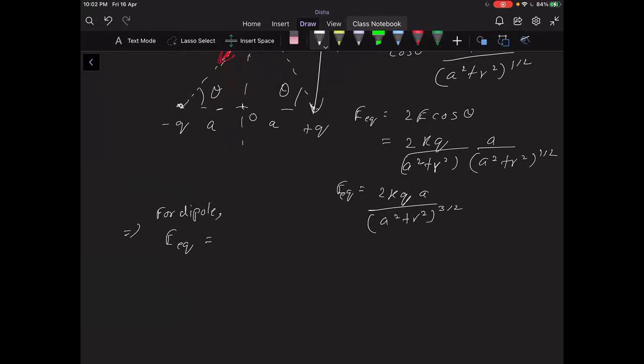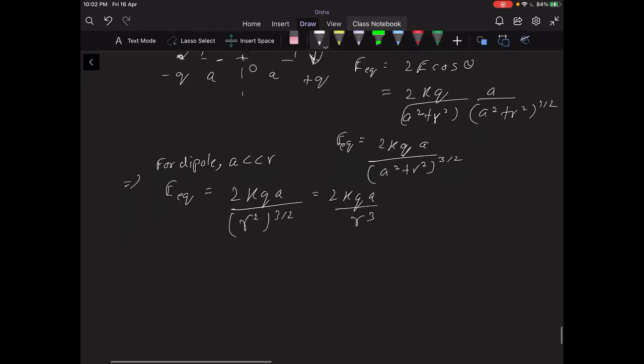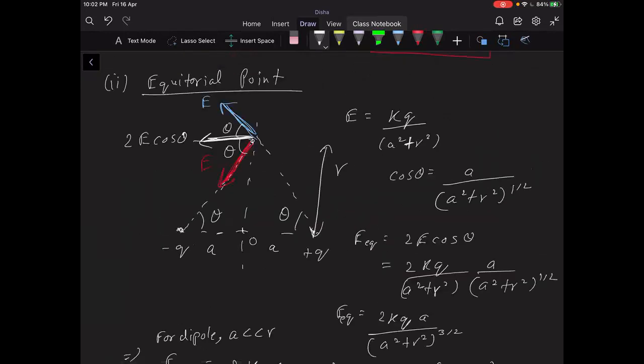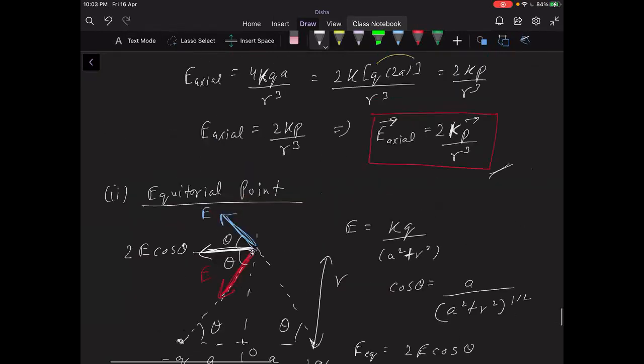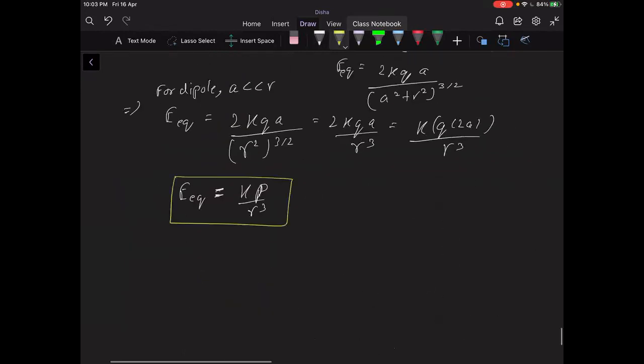But if it is a dipole, then again, A is very, very smaller than R. That means E equatorial will become 2kqa by R square to the power 3 by 2, since A just disappears straight away, which just gives me kqa by R cube. I can rearrange this to give me kq into 2a. This is the dipole moment. So E equatorial is value wise kp by R cube, as opposed to the axial field, which is 2kp by R cube. This is kp by R cube, half of it.